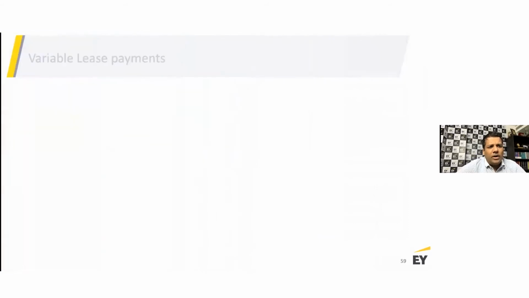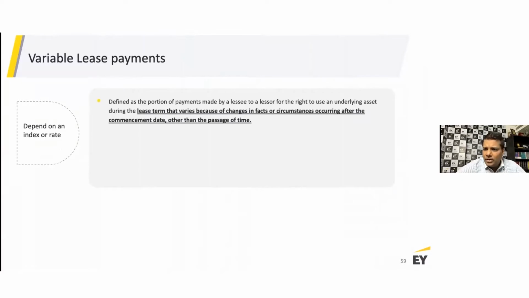So let's now talk about variable lease payments. We talked about the fixed or in substance fixed lease payments. Now we're going to talk about the variable lease payment. The variable lease payments are something which depends on either an index or a rate. So if they depend upon an index or a rate, and if that index or rate is observable, then when you are accounting for the lease at inception, you will determine that as part of your total lease liability.